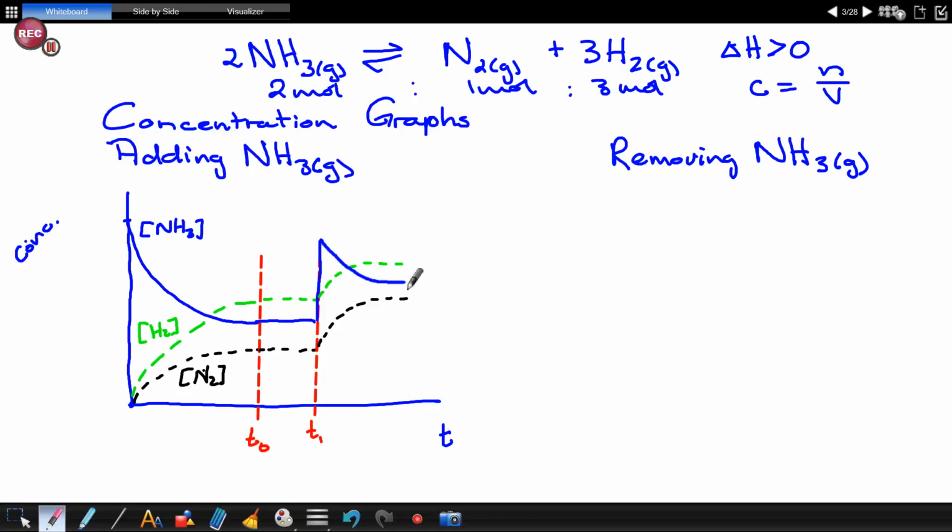Yes. So this is the concentration of the ammonia and how it will change to re-establish the equilibrium. That is the concentration of the hydrogen and how it will change when ammonia was added to the system. And this one is the concentration of the nitrogen and how it will change after ammonia has been added. Now, draw, please, and do it for the removing of ammonia.